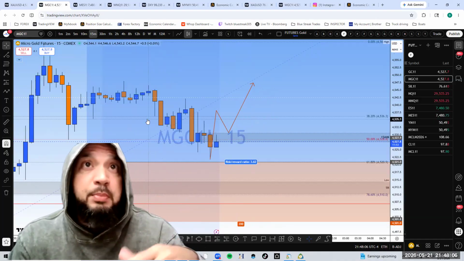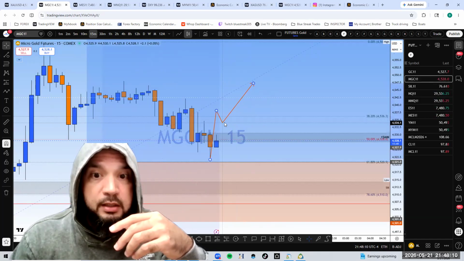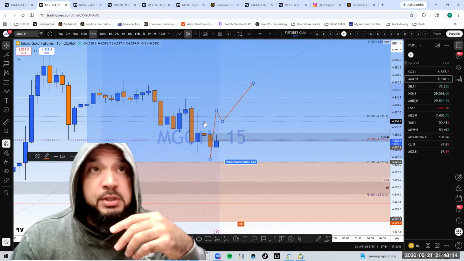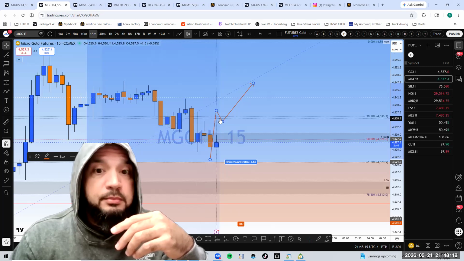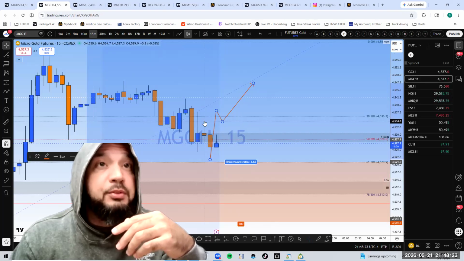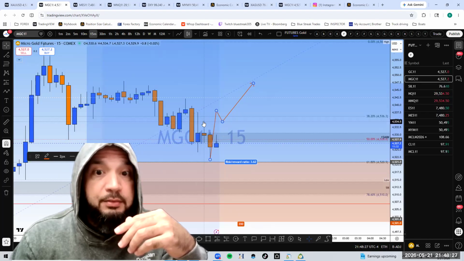Because sometimes you'll get a pair that respects the wick more, and then it'll use the wick as the break of structure right here. You see what I'm saying? It could do that. It can do that. Because why? This wick is a respected level. A wick was left here. Why? Because that's a respected level.